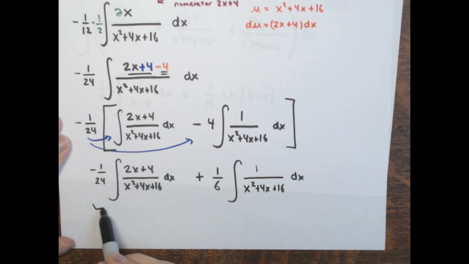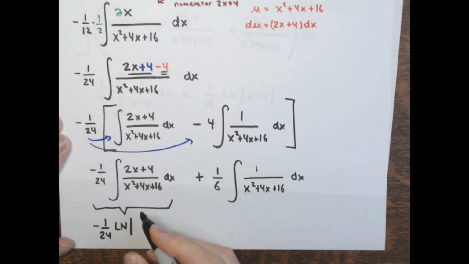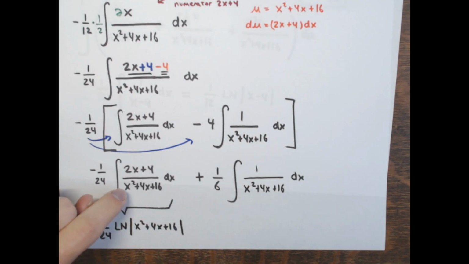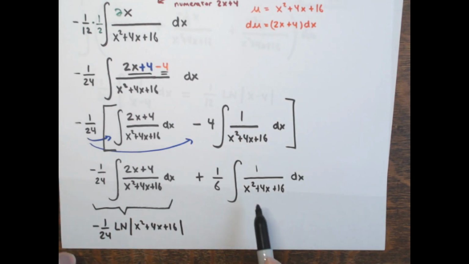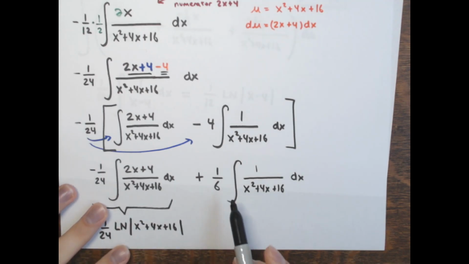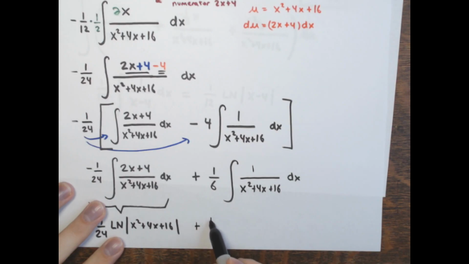All right, so this one, no problem. This is negative 1/24 times the natural log of the absolute value of x squared plus 4x plus 16, right? Again, that's because the derivative of the denominator is the numerator now, right? 2x plus 4. Right, so keep that in mind. I did the integral there, but now we have this plus 1/6 times this integral of 1 over x squared plus 4x plus 16.